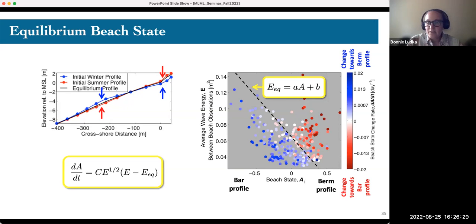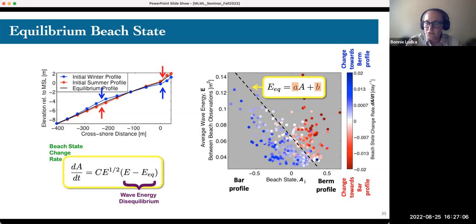And then we said that our beach state change rate is not only dependent on the incident wave energy, but also on this wave energy disequilibrium. So this really determines the sign of the beach state change rate. In the case where you have an incident wave energy that is less than the equilibrium energy, you will see a change toward a berm profile. In the case where your incident wave energy is greater than the equilibrium energy, you'll see a change toward a bar profile.